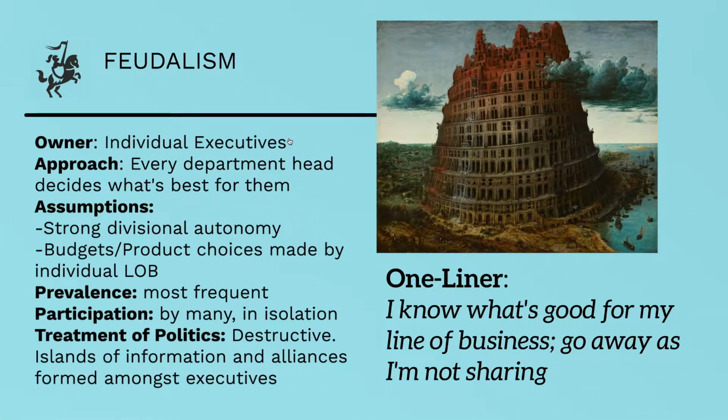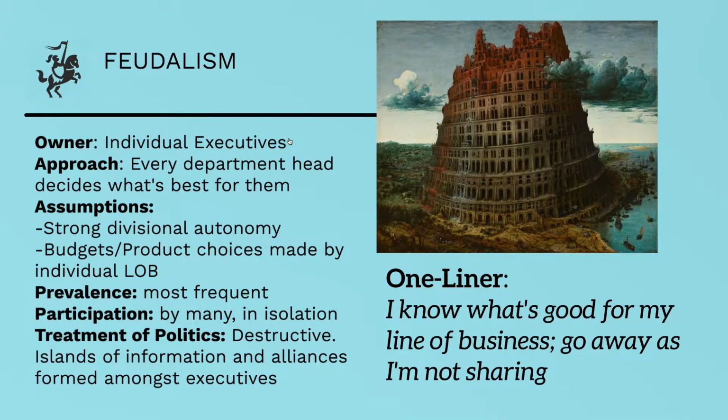The third model is feudalism. Individual executives in a feudalism system own their respective pieces of data, and every department head decides what's best for them. The assumption here is that there is a strong divisional autonomy within the organization, and that specific product choices are made by individual lines of business based on budgets or based, frankly, on whatever criteria that business owner cares about.